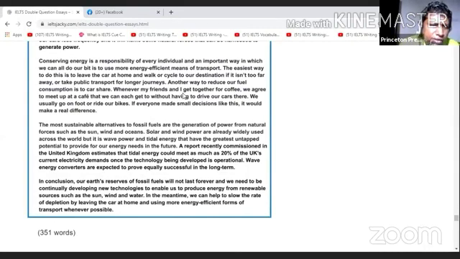Whenever my friends and I get together for coffee, we agree to meet up at a cafe that we can each get to without having to drive our cars there. We usually go on foot or ride our bikes. If everyone made small decisions like that, it would help. Okay, and now another paragraph.